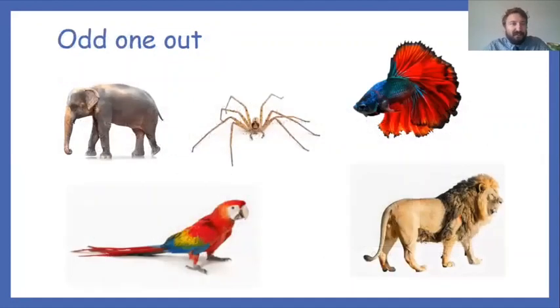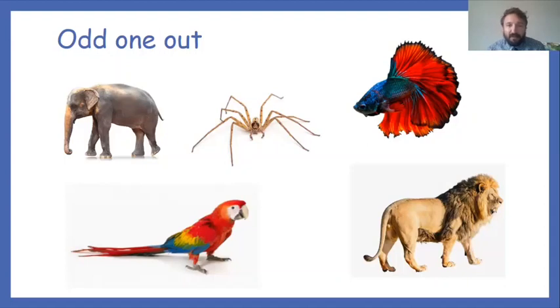So let's have a look. Let's play odd one out. Here you go. We've got an elephant, a parrot, a fish, a lion, and a spider. Take 30 seconds. Can you work out which is the odd one out?